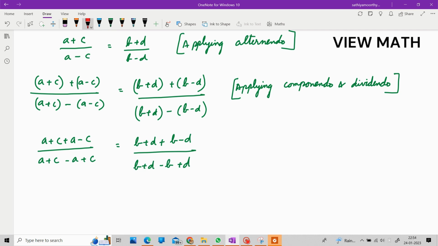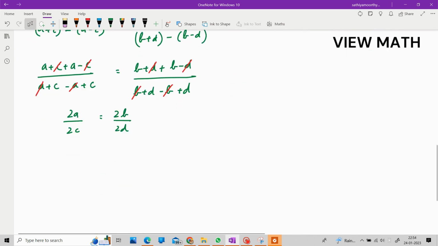Now here I can see plus c and minus c can cancel. Denominator a and minus a can cancel. Here in the right hand side, plus d and minus d I can cancel, b and minus b. So I am getting 2a by 2c is equal to 2b by 2d. Now 2 is common, I can cancel 2. I'll be getting a by c is equal to b by d.